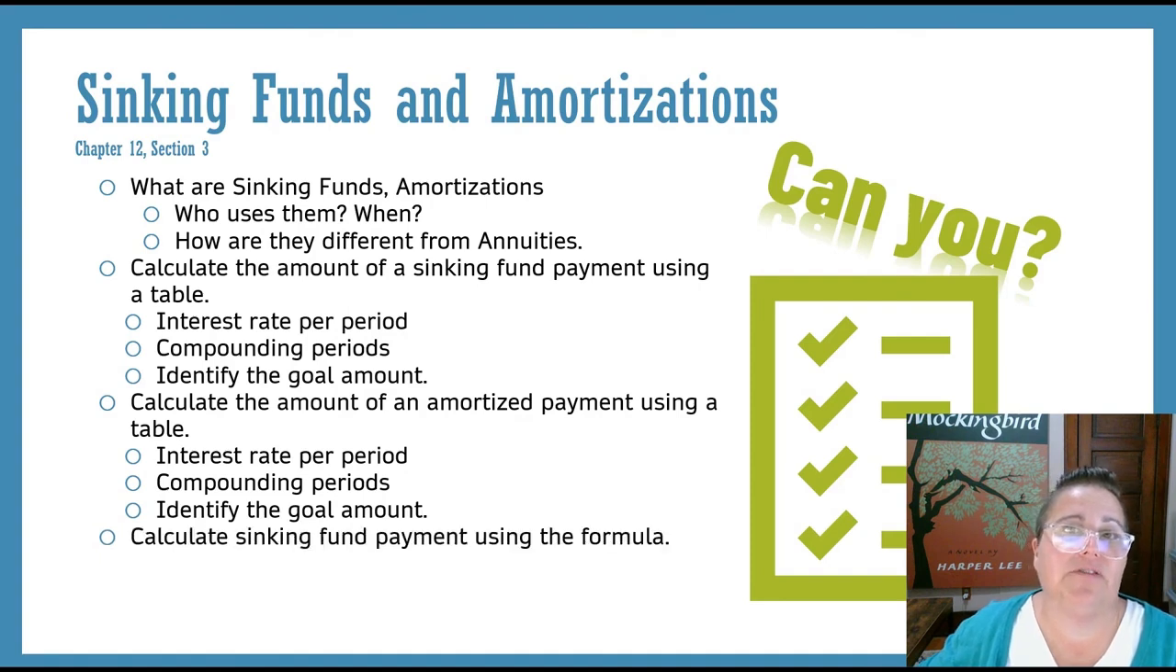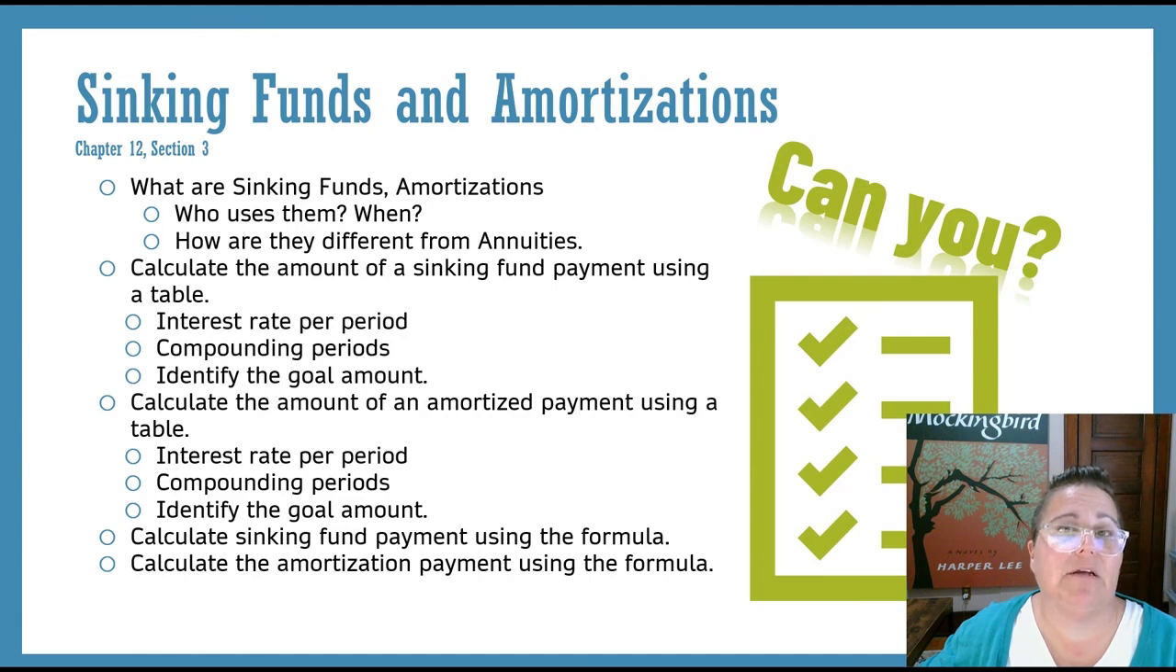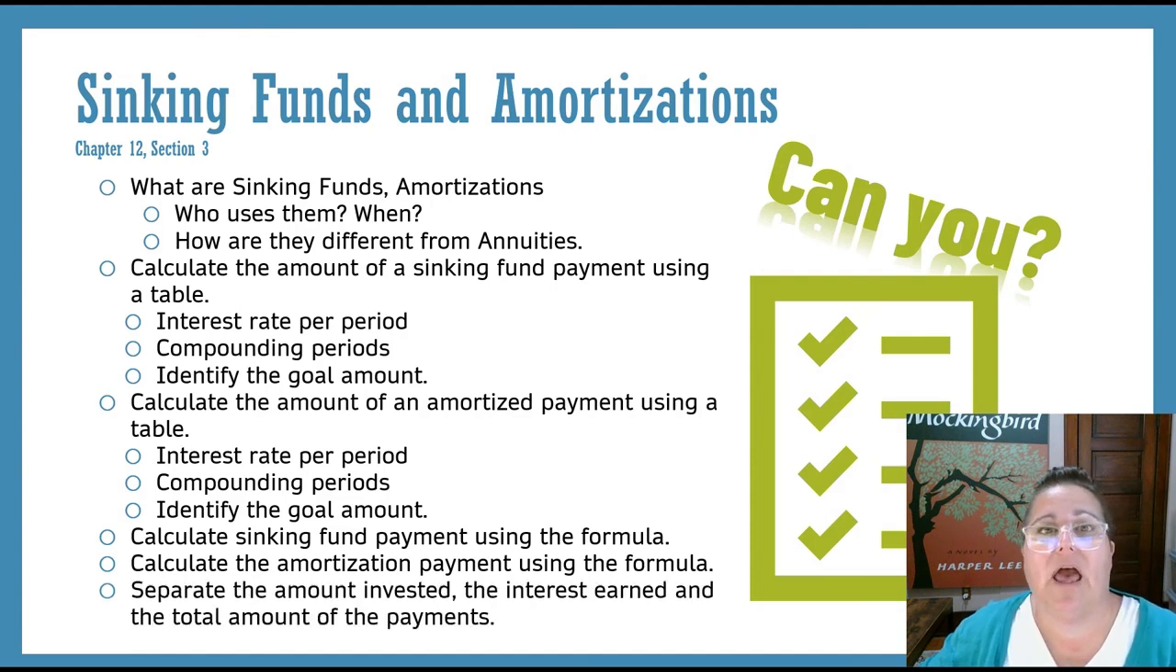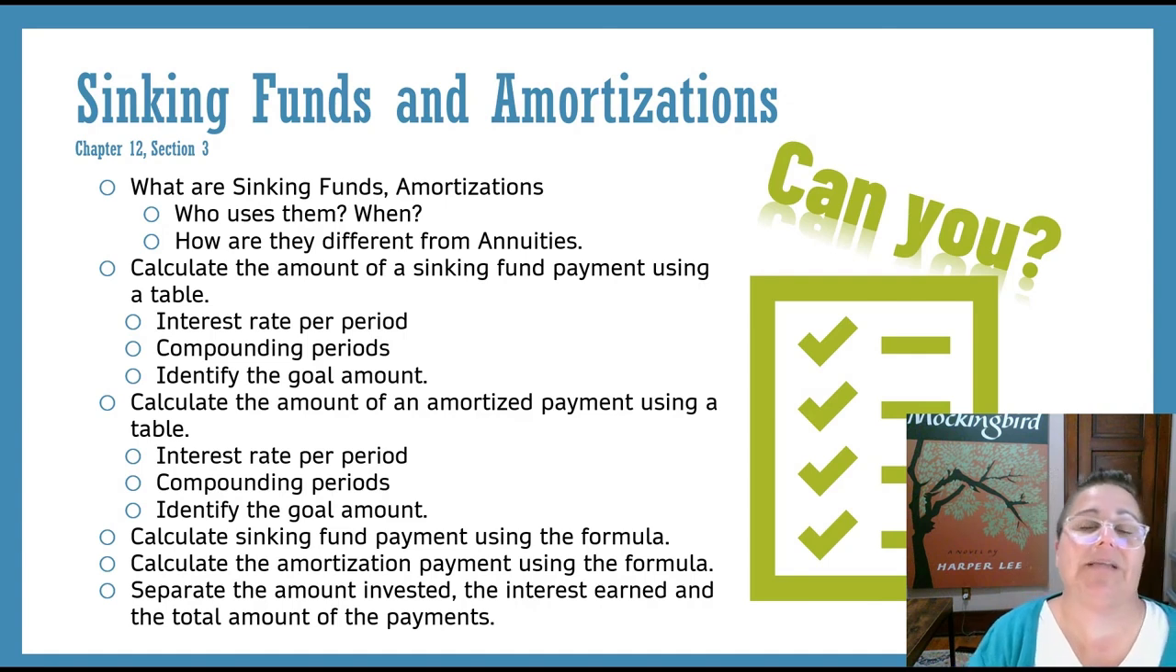How about the formulas for those guys? Could you do a sinking fund or an amortization from a formula? And do you feel fairly confident about being able to separate these 3 ideas of what is the interest, what is the amount of the payments versus the amount that was actually invested? Do you feel like you could do those okay?